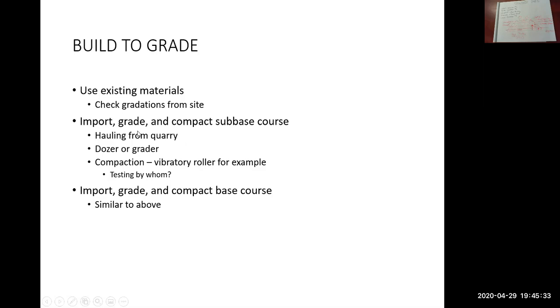I will scan and post the two typical cross sections that I sketched up on the notepad. I'll post those onto the news feed as well. Maybe at the break I'll do that.